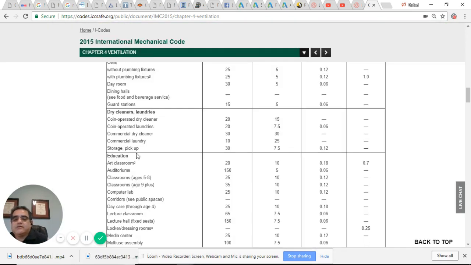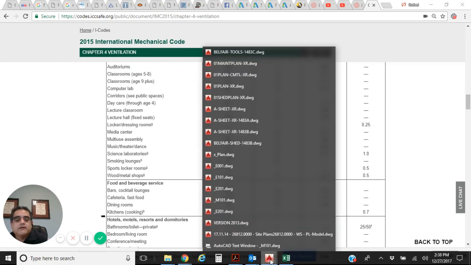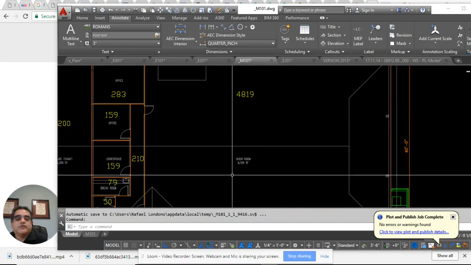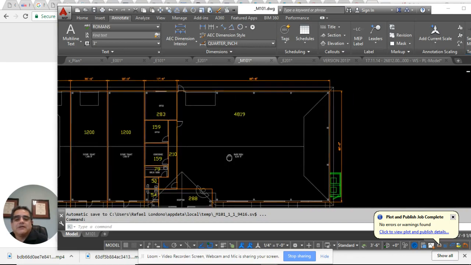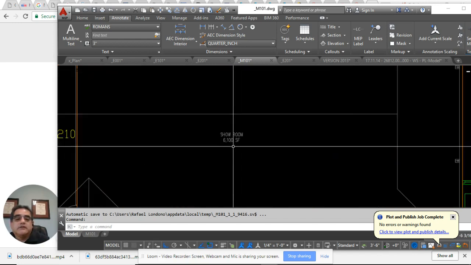Here's where I kind of still go back and forth on whether I separate the reception from the sales floor or the showroom. I'm not going to. I'm going to combine them again. So that's 4818 plus 288, 5106. What does that say here?